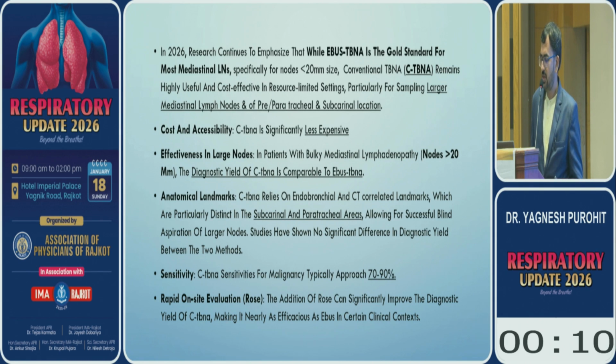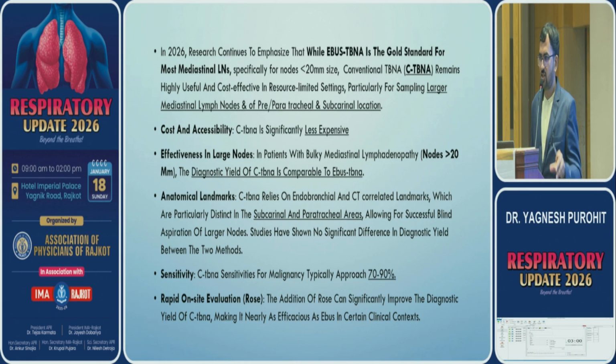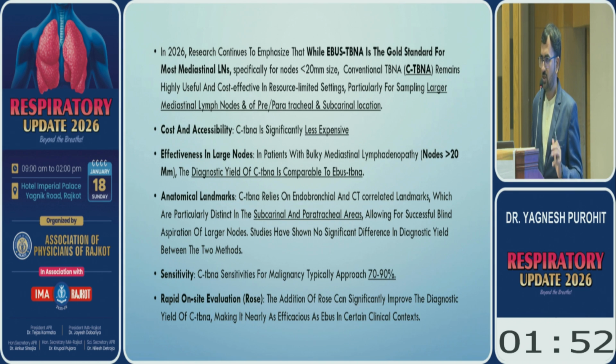In 2026, research continues to emphasize that while EBUS TBNA is the gold standard for most mediastinal lymph nodes, particularly for nodes less than 20 mm, conventional TBNA remains highly useful and cost-effective in resource-limited settings, particularly for sampling the larger nodes more than 20 mm, and particularly for these locations, subcarinal and pre- and paratracheal. It is less expensive, and the sensitivity for malignancy typically approaches 70 to 90%, and with the addition of ROSE, we can increase the yield further.